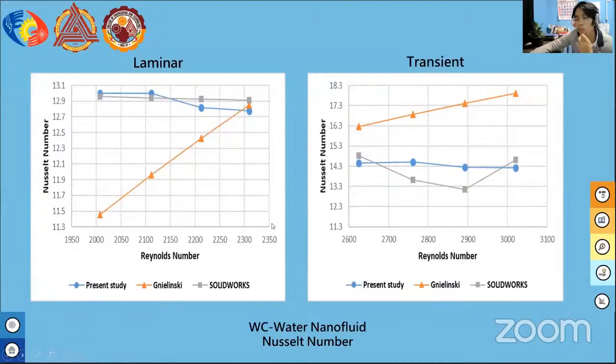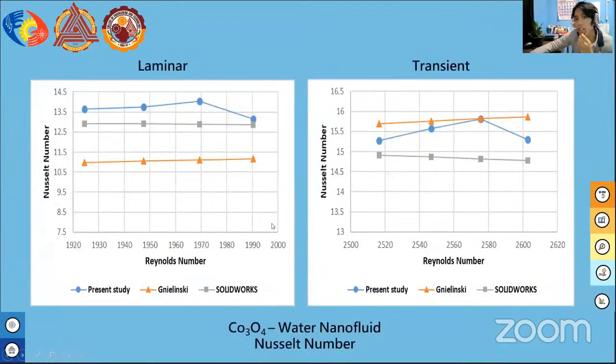As observed, the correlation employed to calculate the Nusselt number for the theoretical side does not correspond well with the experimental and simulated aspects. It either undershoots the calculation for both nanofluids with Reynolds number within the laminar condition, or overestimates the computation with Reynolds number in the transient condition.